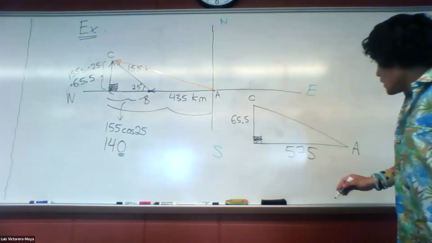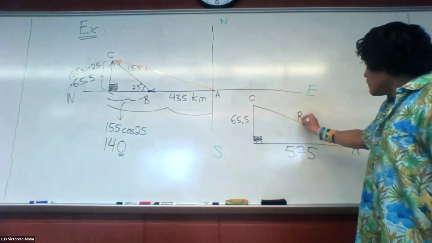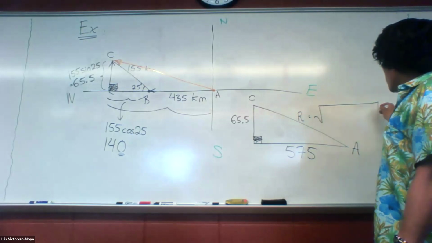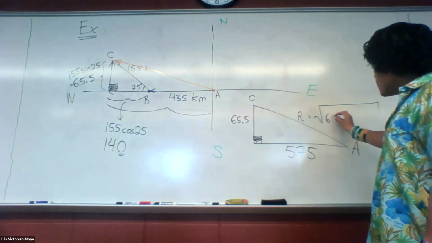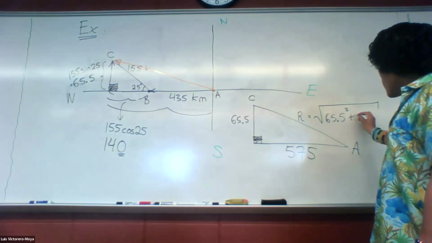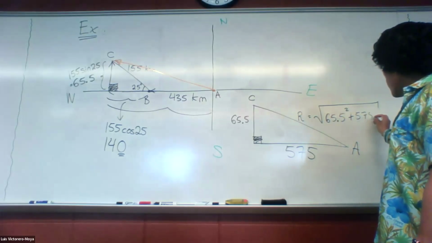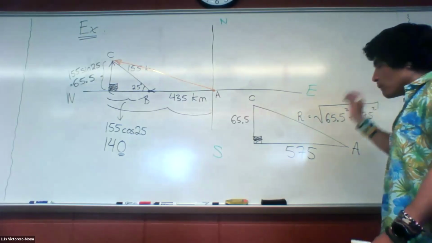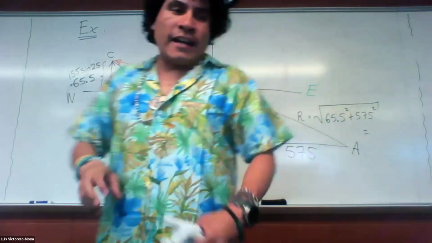To find it, let's call it R, that's just the square root of 65.5 squared plus 575 squared. Is that clear?